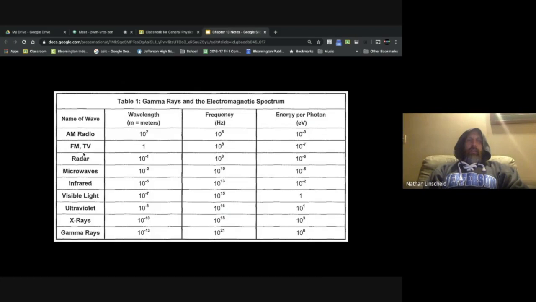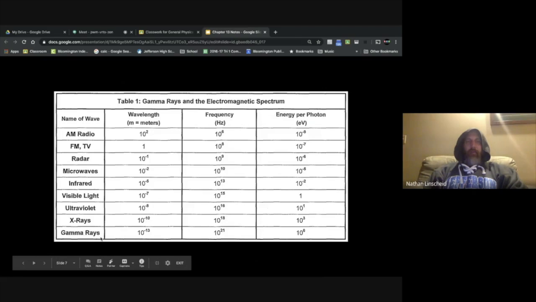So these are just some different examples of the electromagnetic spectrum and the different types of electromagnetic waves we have. We have gamma rays, which are the highest energy rays. Look at their frequencies here, 10 to the 21st hertz. You're talking about wavelengths on the order of 10 to the minus 13th meters.